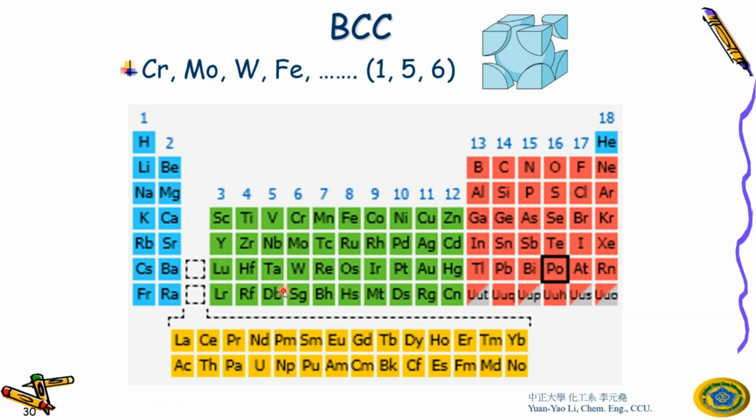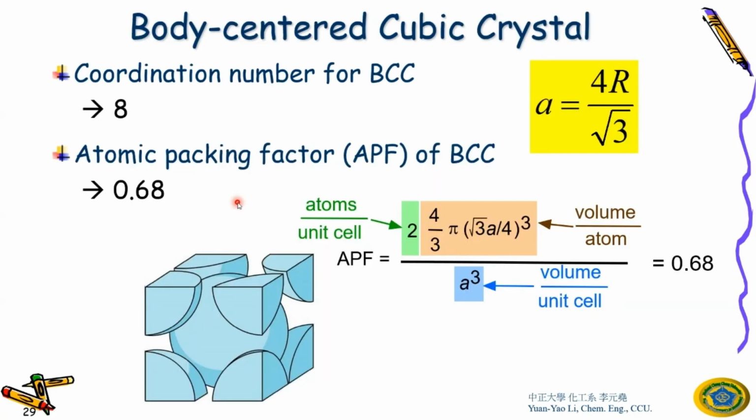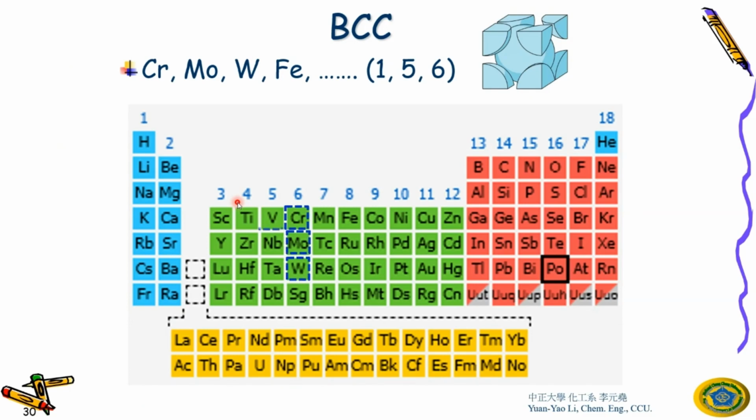So what are these BCC metals? BCC elements are found in the periodic table in groups 1, 5, and 6. I don't want you to remember this, just have a rough idea. Once you need to use this, you just check the periodic table, you just Google, and you will find out. So lithium, sodium, potassium, whatever. Groups 1, 5, and 6.